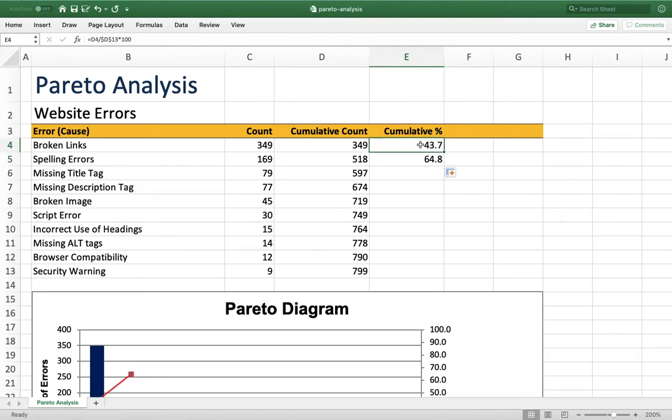Okay, so 43% of errors are caused by broken links. 64% are caused by broken links and spelling errors. If I scroll down once more, 74.7% of errors are caused by missing tag titles, spelling errors, and broken links. Remember, it's cumulative. 84.4% of errors are caused by missing description tags, missing tag titles, spelling errors, or broken links. As I scroll down and continue this pattern, I should get, yes, to 100%.